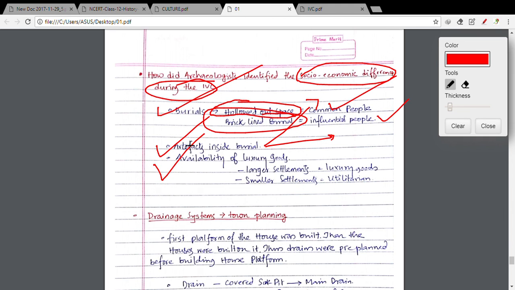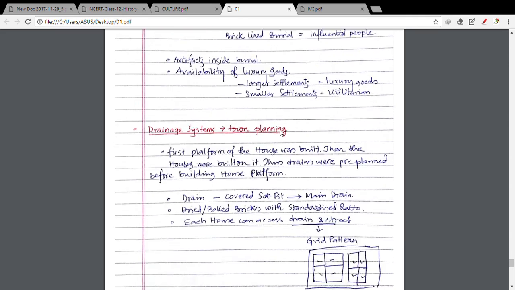Availability of luxury goods. In the larger settlements like Mohenjo-daro and Harappa, we find luxurious goods, but in some smaller settlements like Kalibangan and Lothal, we can find utilitarian goods. So this gives the idea that there was a socio-economic difference at that time.